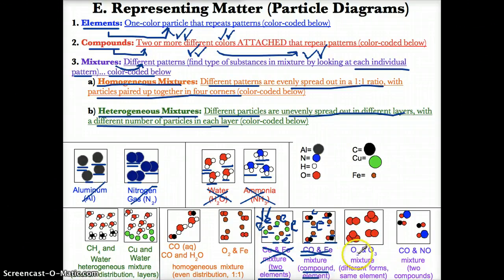All right, here we see that we have a mixture because the patterns aren't the same. One is two red and one is three red. So it's definitely a mixture. Of what in particular? Let's find out.